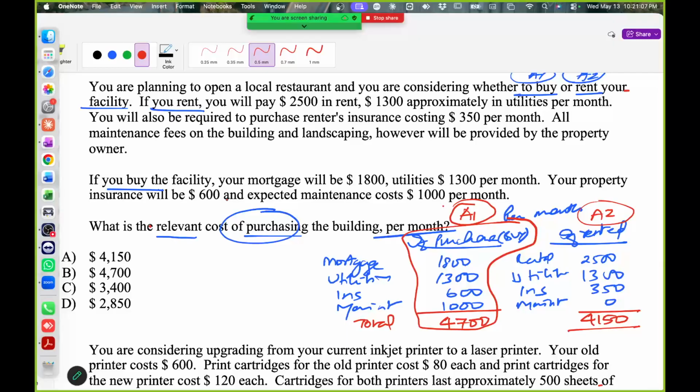Shreya, what's the answer? Sir, according to me, as they are asking about the relevant cost of purchasing, which means buying the building, we need to sum up the expenses over here, that is 4,700. So maybe the answer is 4,700.